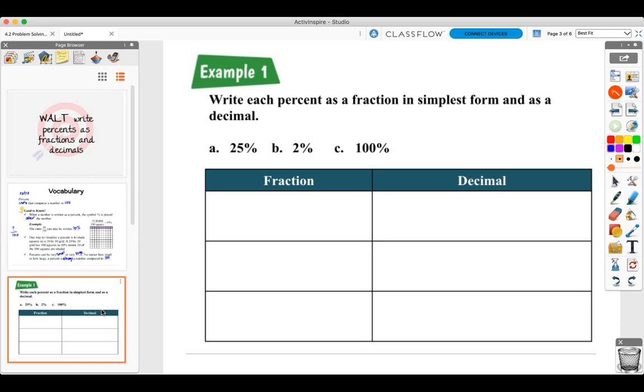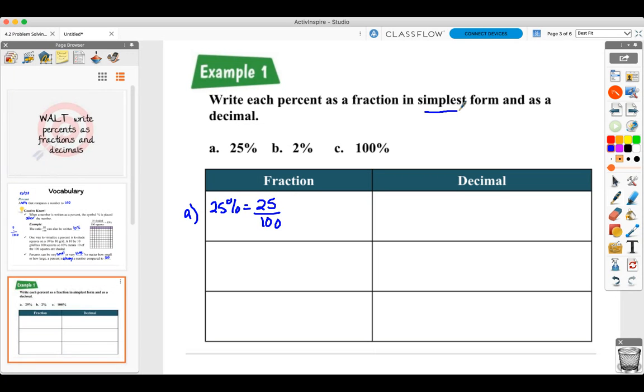All right, let's start some example problems in comparing fractions in simplest form and decimals. Write each percent as a fraction in simplest form and as a decimal. So A, you have as a fraction, 25% means 25 over 100. Remember, it's always over 100.